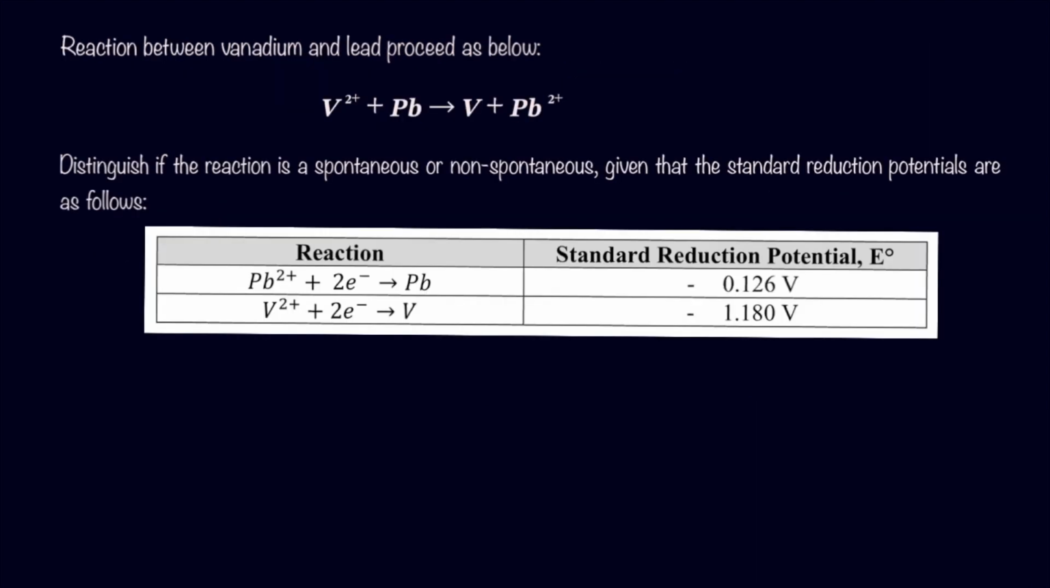Let's move on to question number 4. The reaction between vanadium and lead proceeds as below. Distinguish if this reaction is spontaneous or non-spontaneous, given that the standard reduction potentials are as follows.